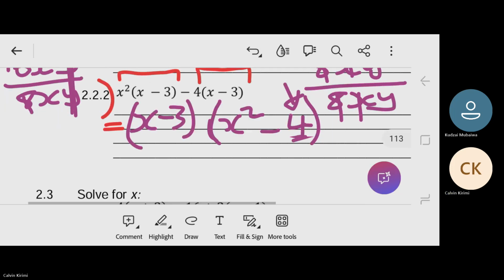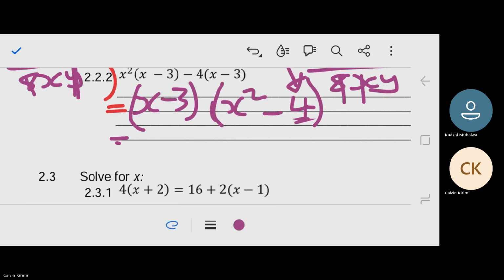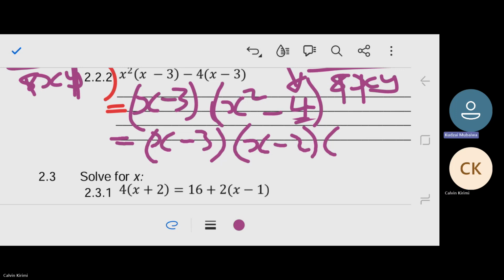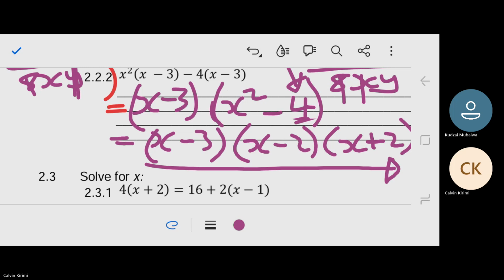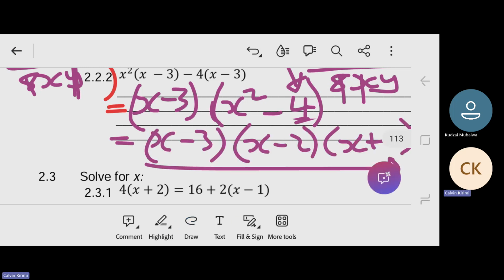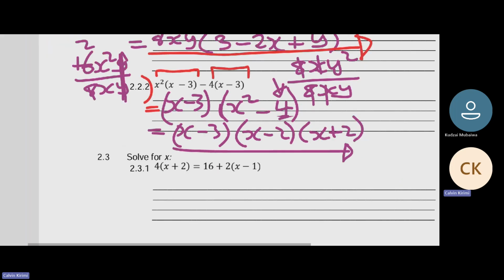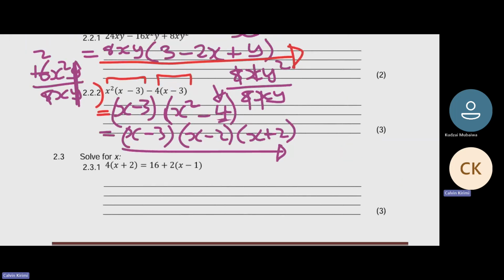It's going to be what? x minus 3, bracket x minus 2, bracket x plus 2. You must know these things. You must have them at your fingertips to know that this is now a difference of squares. You will be fast thinking it. Okay. Yes, sir.